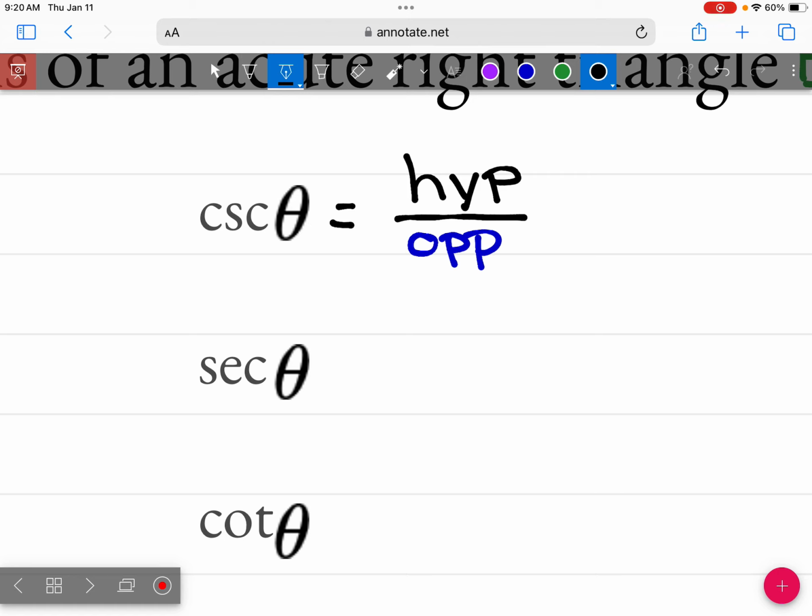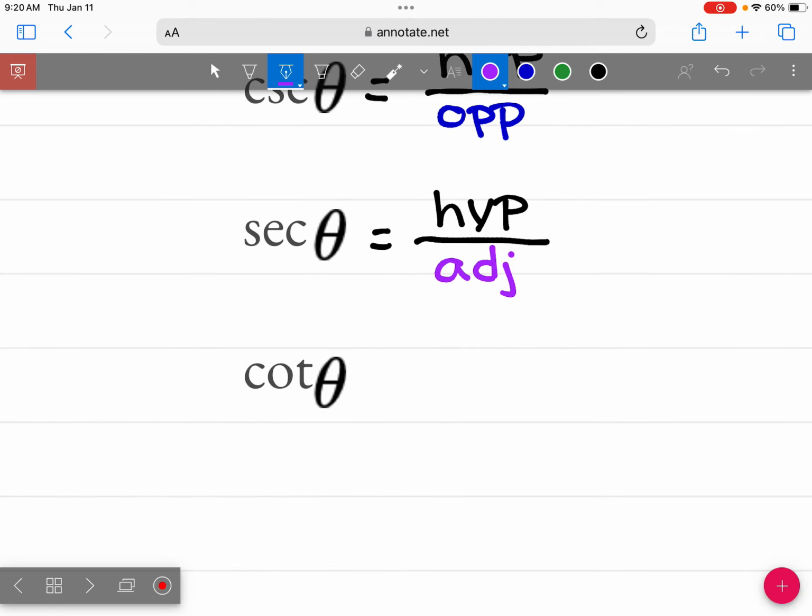Just like sine and cosecant are related, cosine and secant are related. So they're upside down again. So we've got our hypotenuse over adjacent. And tangent and cotangent are again related. We have our adjacent over opposite.